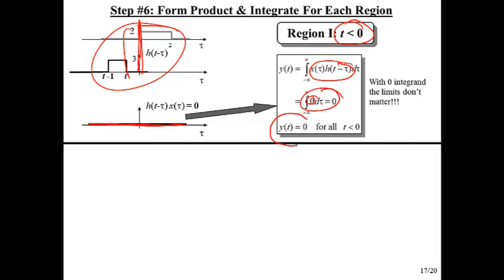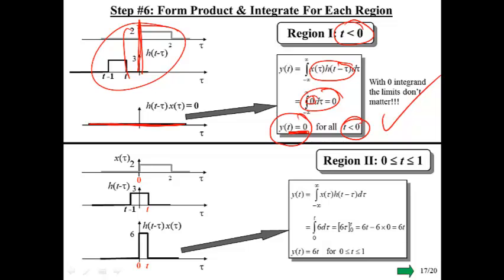So what I've just found out is that the output is equal to 0 for all negative t. That's nice. So now I've just figured out an entire swath of output values. Notice how I don't have to do this for every single individual t. I only have to do it within each region. And that's the whole point of the regions.